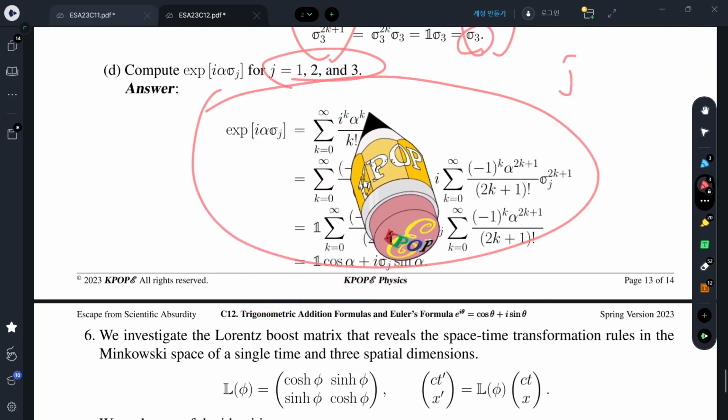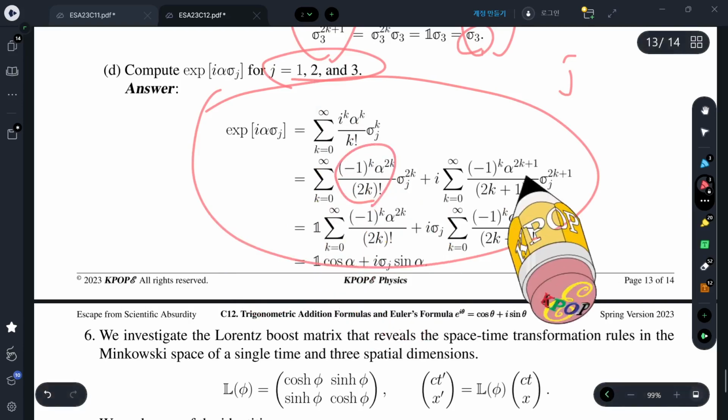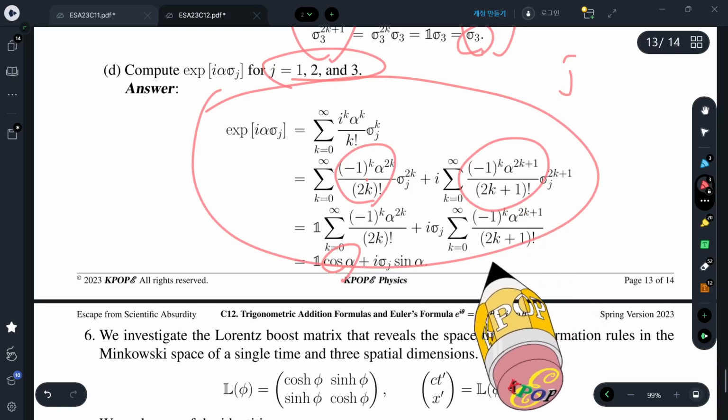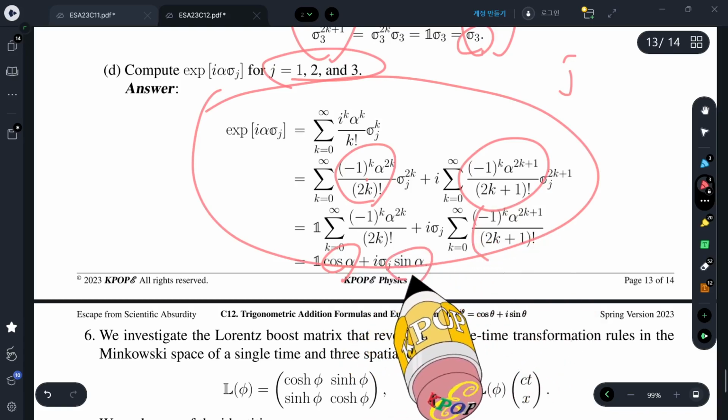Again, we make use of the summation. We are familiar with this. They are cosine and they are sine.